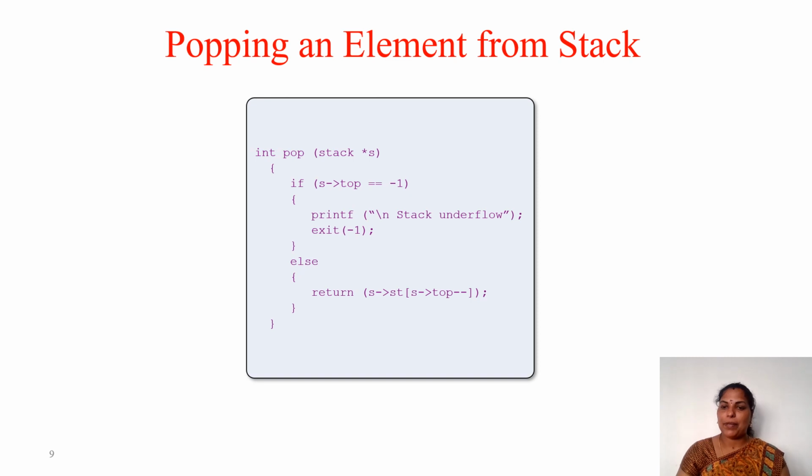Next is popping an element from the stack. If you want to pop an element from the stack, you just have to decrement the top position. That's it. And we have to check whether the stack contains elements or not, that is whether the stack is empty. If S points to top equals -1, meaning there is no item in the stack, then we print stack underflow. If this condition is not true, we just return S points to stack of S points to top, and decrement the top position.